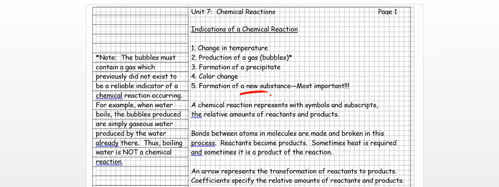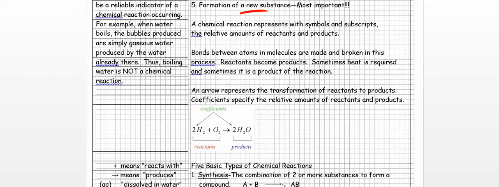So a chemical reaction represents with symbols and subscripts, and we'll talk about what subscripts mean in just a moment, the relative amount of reactants and products, right? So reactants form products. Bonds between atoms and molecules are made and broken in this process. So that's what a chemical reaction means. Remember what Dalton said. John Dalton said that matter can't be created and it can't be destroyed, but the atoms can be rearranged. And that's really what we're talking about when we talk about a chemical reaction, the rearrangement of these atoms. Reactants become products.